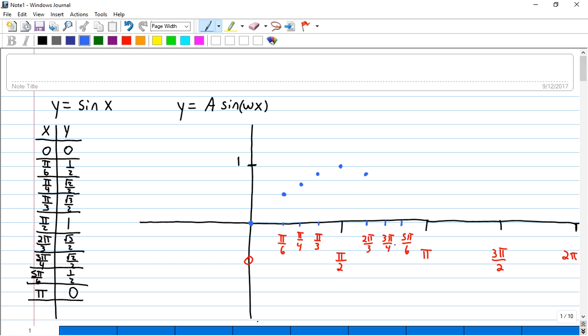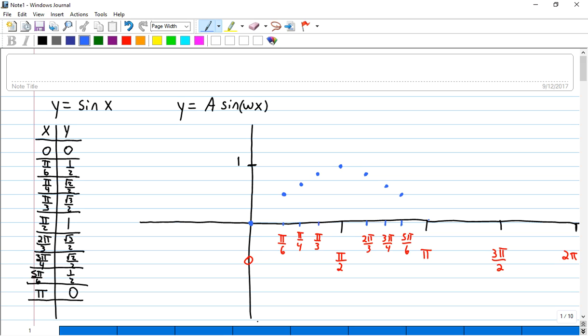Then 3 pi over 4, well, we got square root of 2 over 2 here and square root of 2 over 2 there. Remember, that was about 0.7 something. So that should be a little bit less than 0.75, like this point was. So it should be about the same height as that point. And then 5 pi over 6, we got 1/2. Well, we know exactly where 1/2 is. It's on this line right here.